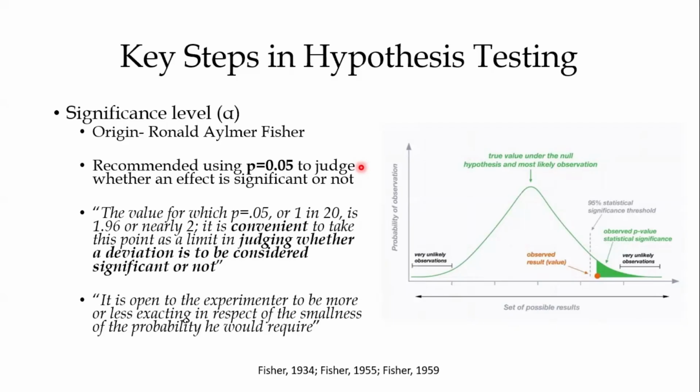He then went ahead to mention that it is open to the experimenter to be more or less exacting in respect to the smallness of the probability he would require, as in it is for the researcher to determine whether 0.05 is convenient for him or 0.01 or 0.001. So he suggested that it's just a convenient cutoff point, but as a researcher, it's up to you to determine which one would be more convenient to you. Why am I stressing this? It is so that we appreciate that this P of 0.05 was a rather arbitrary cutoff.